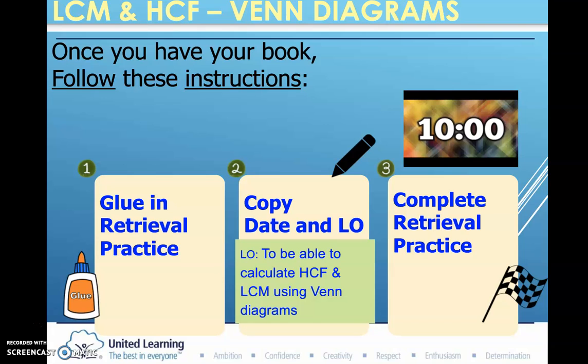Hello and welcome to lesson 4 of this section, 9.05. So now we're going to look at calculating lowest common multiples and highest common factors using Venn diagrams. In the green box is your LO.